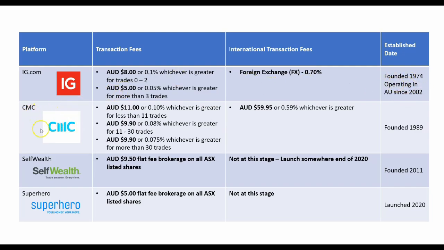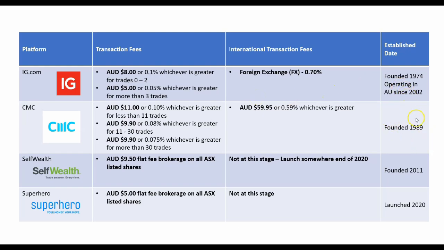And then we've got another platform called CMC, which is quite similar to IG in that it charges AUD $11 or about 0.10%, whichever is greater, for less than 11 trades. This one does allow you to buy and sell shares internationally, and they charge AUD $59.95 or 0.59%, whichever is greater.